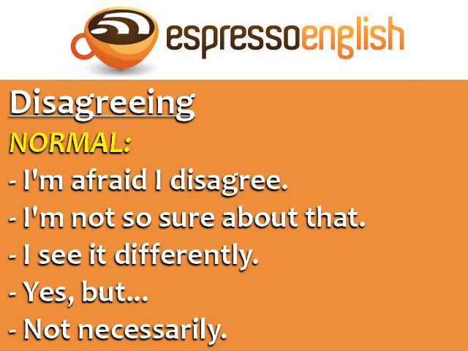Disagreement. In English, saying "I disagree" can be a little too direct and may be considered impolite. Use one of these phrases instead to disagree diplomatically. "I'm afraid I disagree." "I'm not so sure about that." "I see it differently." "Yes, but..." "Not necessarily."